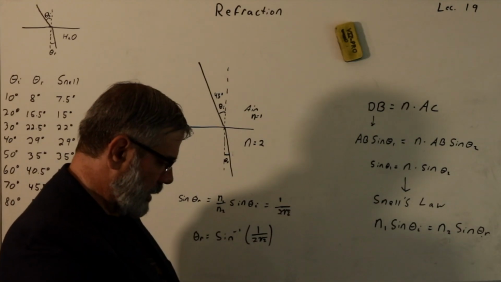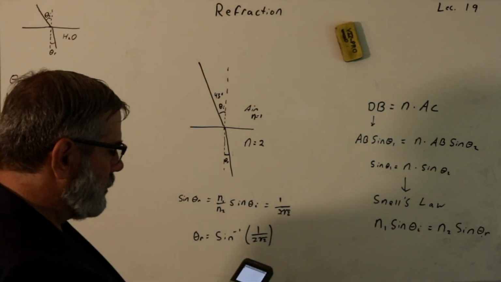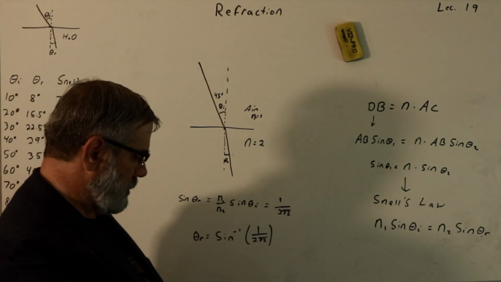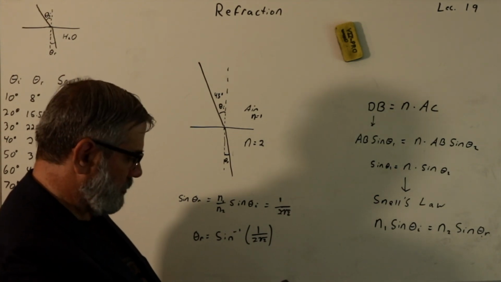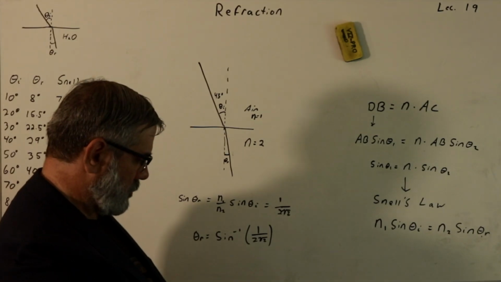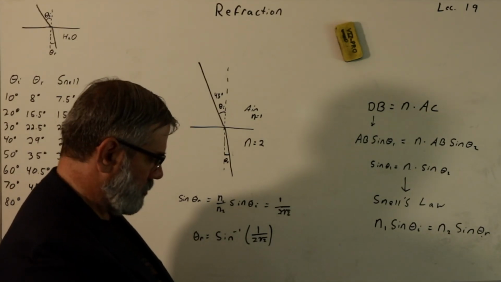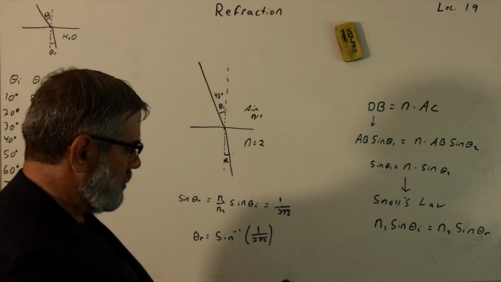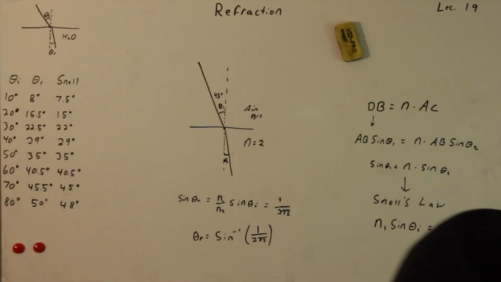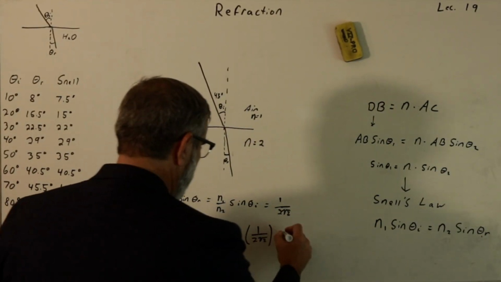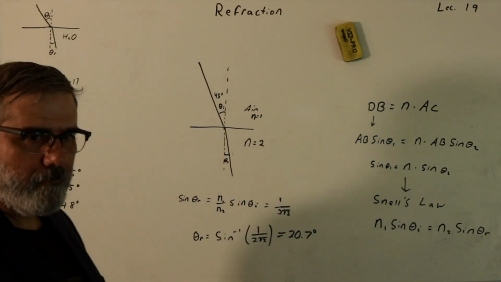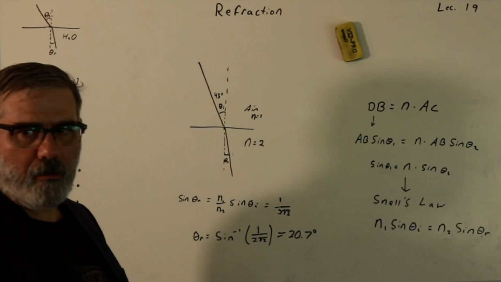So where is the inverse sine key? It's right above the sine key on the TI-84. So I hit inverse sine, and 1 divided by 2 times the square root of 2. And that tells me that it's 20.7 degrees. I have it set to degree mode, so I'll get an answer in degrees. And so this is equal to 20.7 degrees. So that's how you do these kind of Snell's law problems.